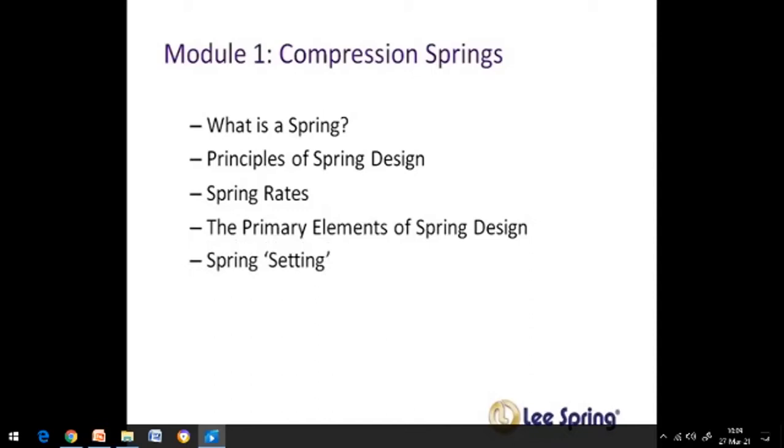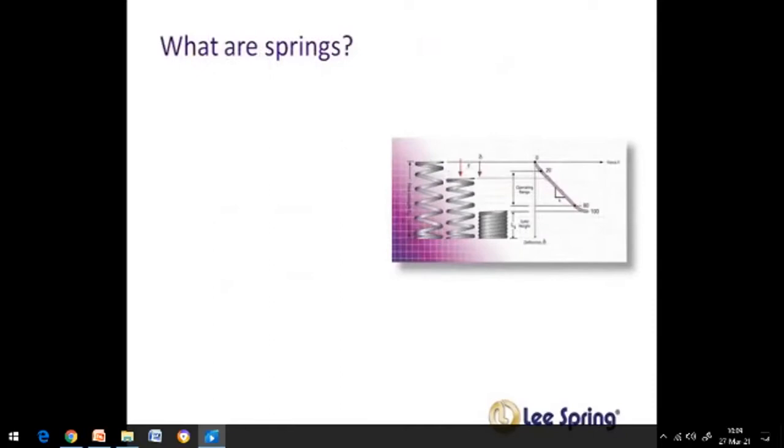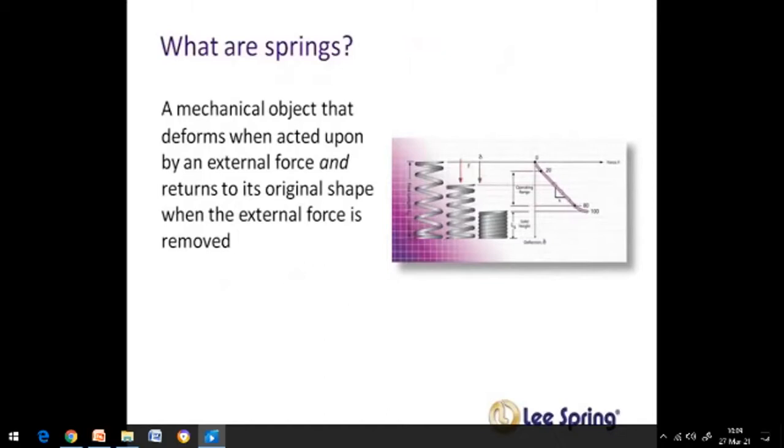To understand springs, it helps to understand what a spring is. A spring is essentially a mechanical object that deforms when acted upon by an external force, and then returns to its original shape when the external force is removed. Each spring design has a unique function. And in the case of the compression spring, the primary function is to push.